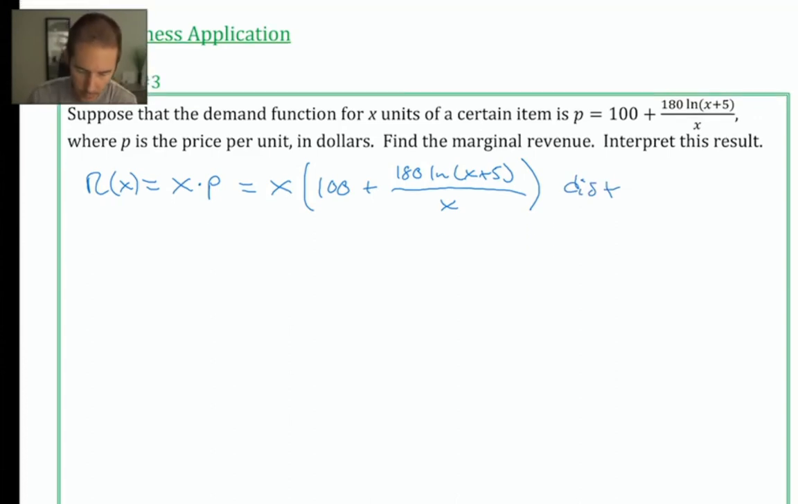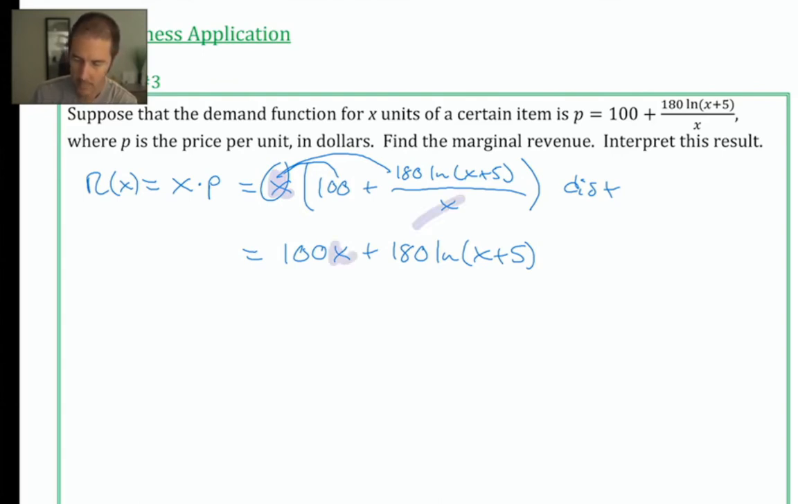So let's distribute. I've got 100x plus, now this x, once it multiplies, right, so we're distributing it, x times the 100 is the 100x. When the x multiplies into that second term, it's going to cancel with the x in that denominator, and so I have just 180 natural log x plus 5. So again, this x is this x, but it canceled with this x. Little tricky.